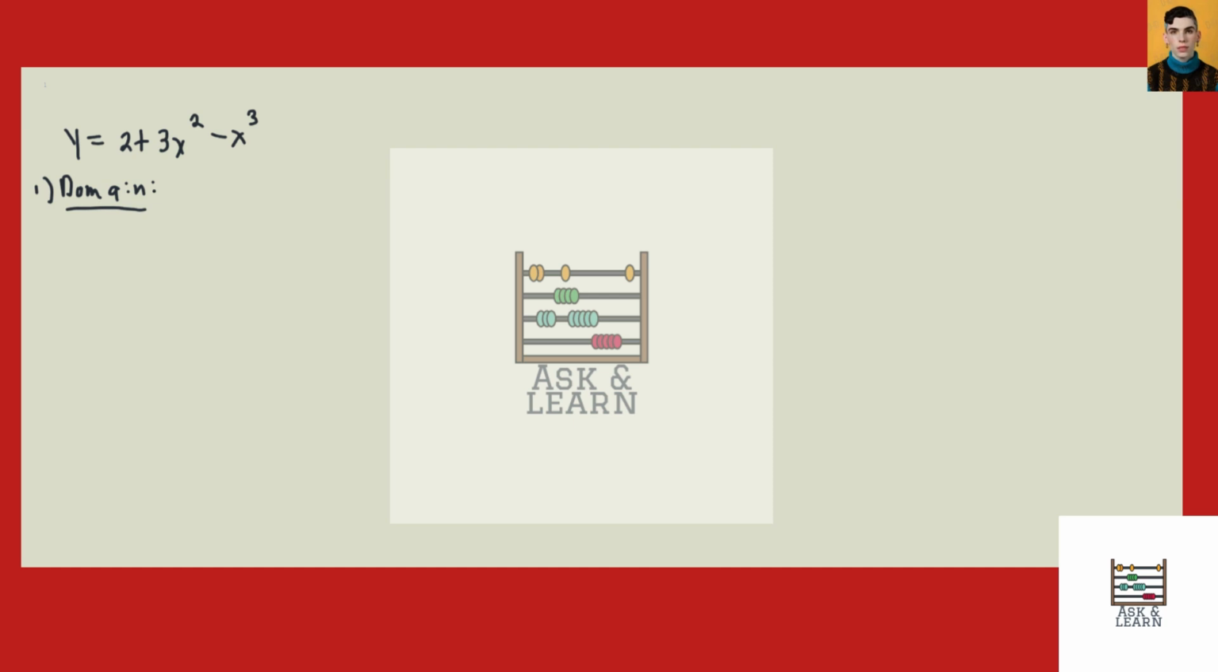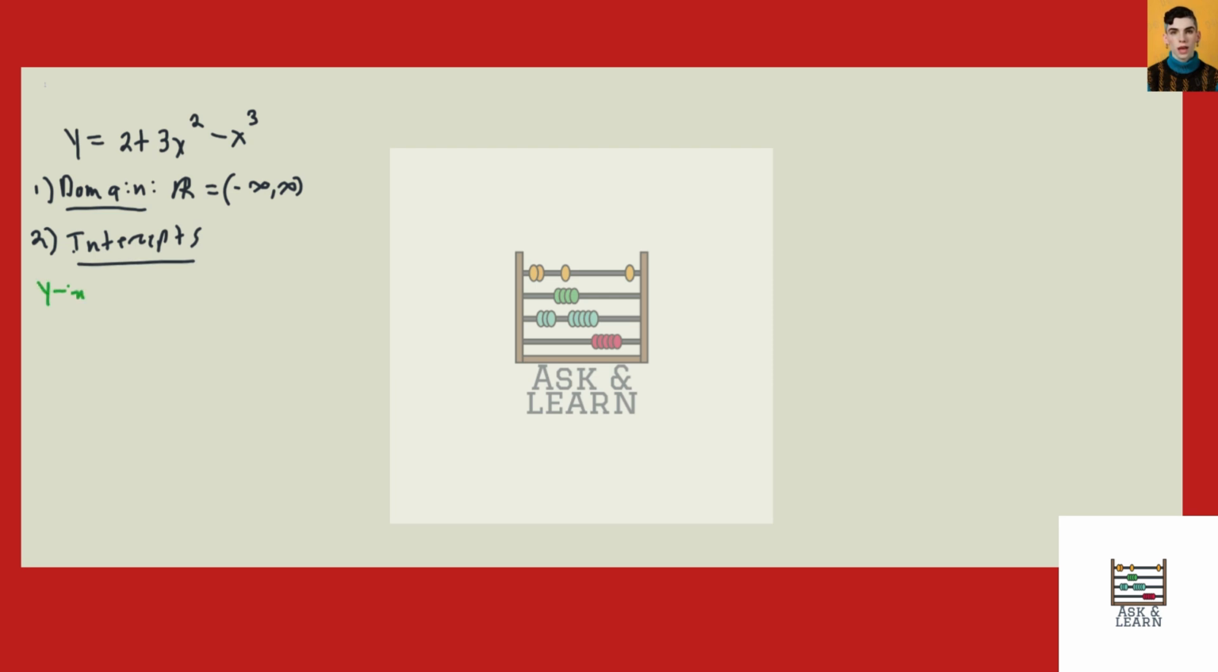Well, since this is a polynomial, we know polynomials have a domain of all real numbers, which is the same thing as just negative infinity to infinity. The next thing they suggest we find is our intercepts. So let's go ahead and find our y-intercept first.